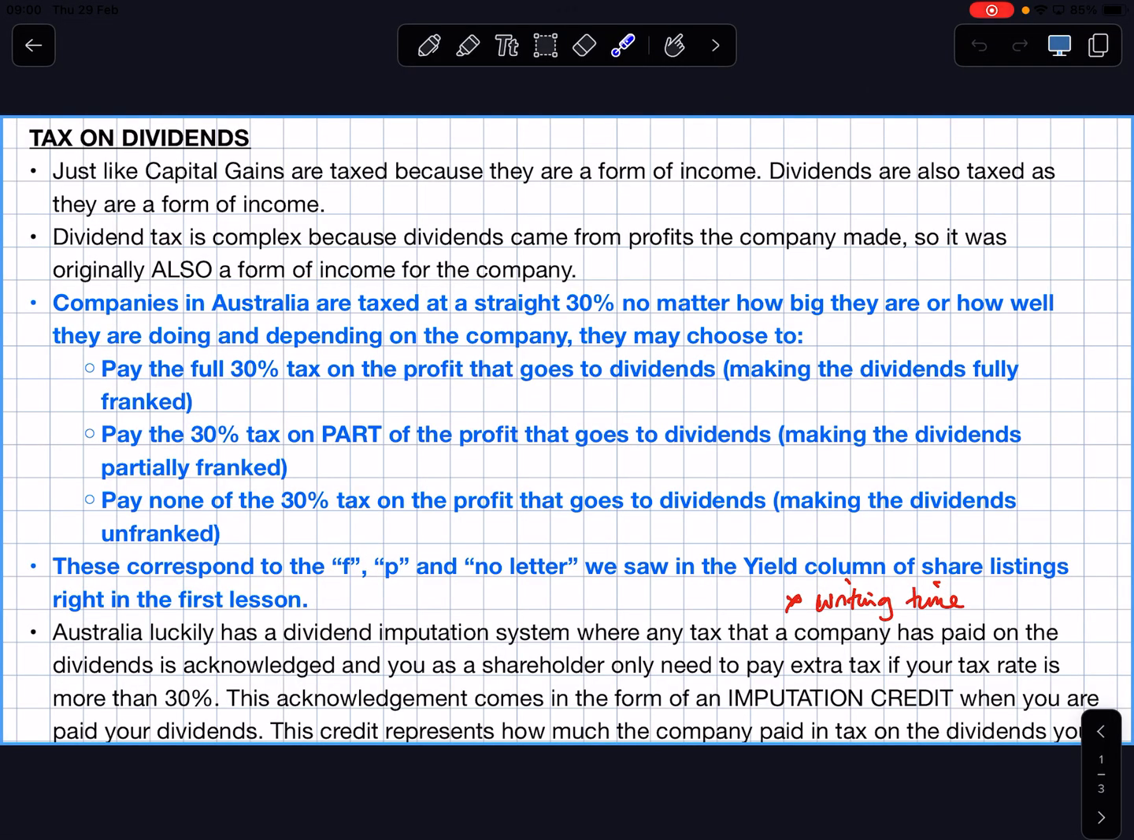Okay, this lesson is about finding the tax on dividends. So just like capital gains are taxed because they're a form of income, dividends are also taxed because they're a form of income. They're just going to be slightly less.